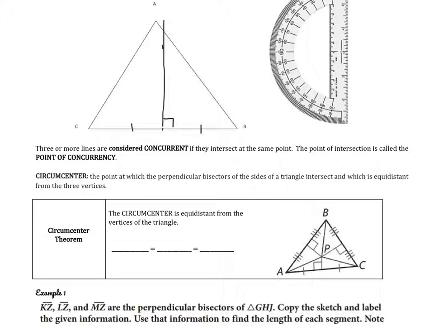So down here we have a little bit more vocabulary before we move on. So 3 or more lines are considered concurrent if they intersect at the same point. So if you have 3 or more lines that intersect at the same point, we call them concurrent. The point of intersection is called the point of concurrency. So we're going to be coming back to this word concurrent and these words points of concurrency a lot in the next couple of sections.